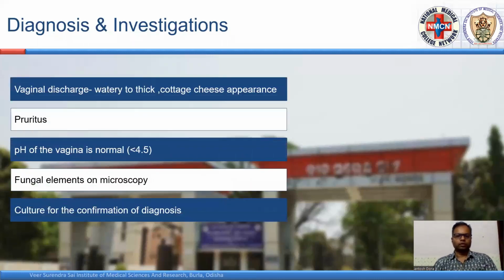Now coming to the diagnosis and investigations. The vaginal discharge is watery to thick, and the characteristic sign of candidal vaginal discharge is the cottage cheese appearance. This is one of the most important criteria for the diagnosis of candidal infection. Besides this, patients present with pruritus, and here the vaginal pH is normal. But in bacterial vaginosis and trichomoniasis, the vaginal pH was more than 4.5. This is the basic difference between all three.